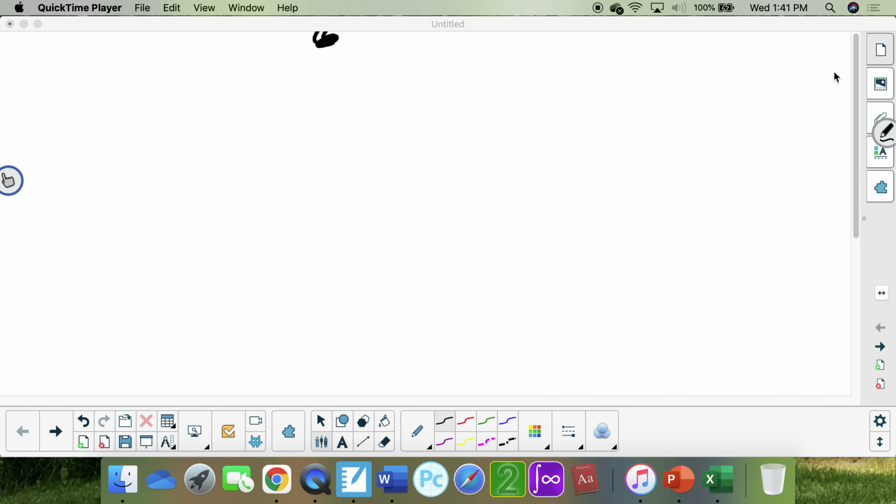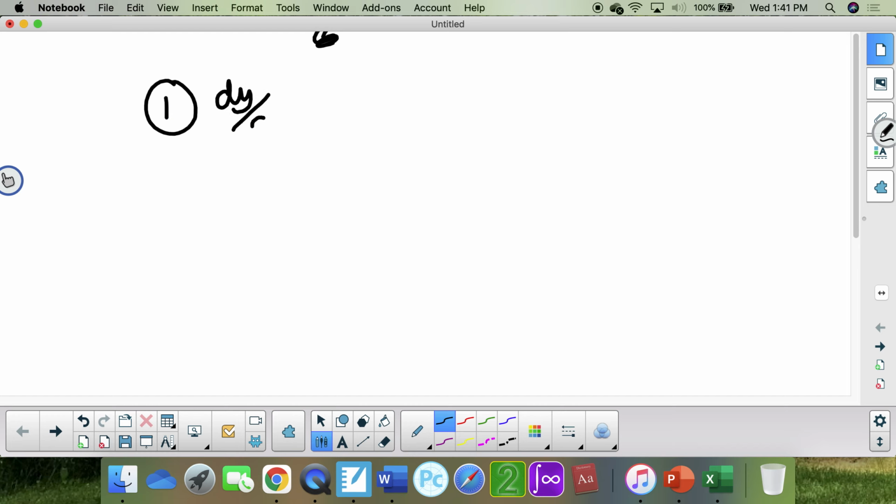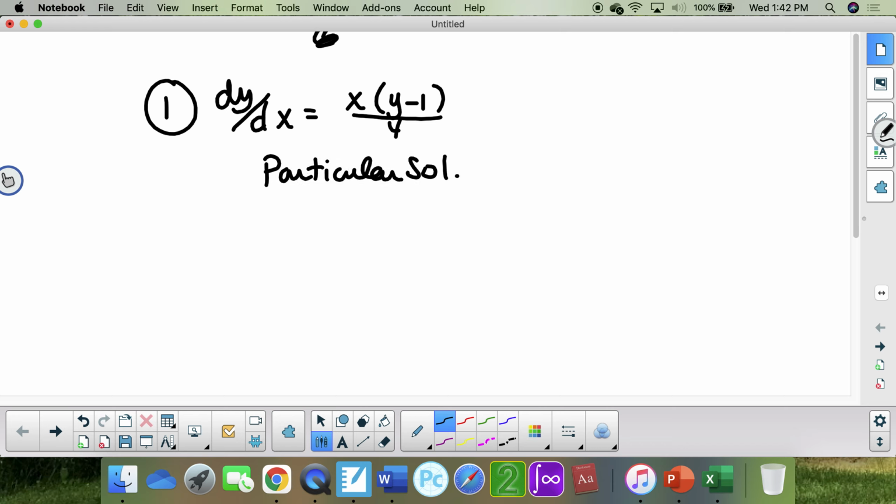Okay, so number one, and if I can fit everything on this paper, you should be able to fit enough stuff on your paper. So number one is dy dx equals x times (y minus 1) over 4. And it says to find the particular solution. And they specifically tell you that f of 1 is equal to 3 on problem number 1. This one is worth 9 points, just like that on the AP test.